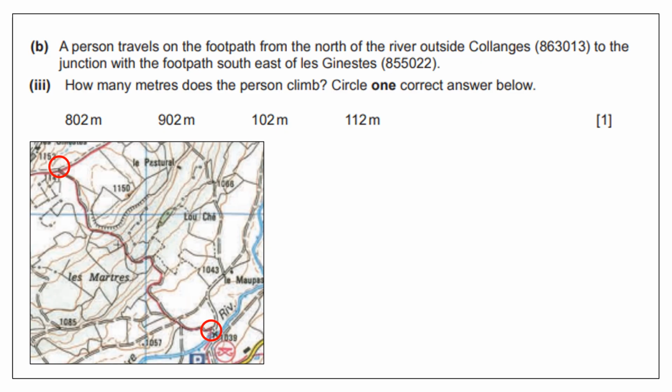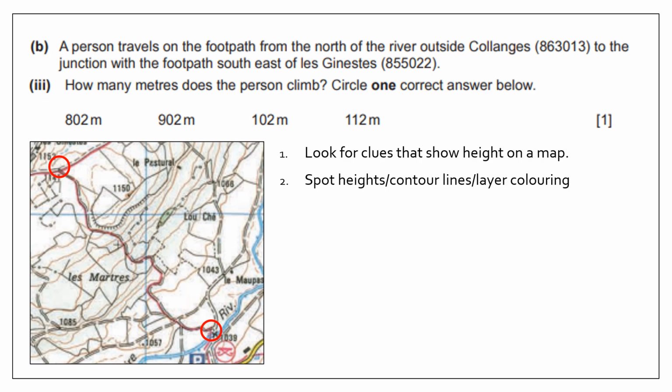So here, I've circled my start and end points. I now need to find clues to tell me the height around these areas. So what can I do? I'm looking for spot heights, contour lines, or even different colours to show me that. Luckily on this map, there are lots of spot heights that are very close to my start and end points. So I'm going to use those.